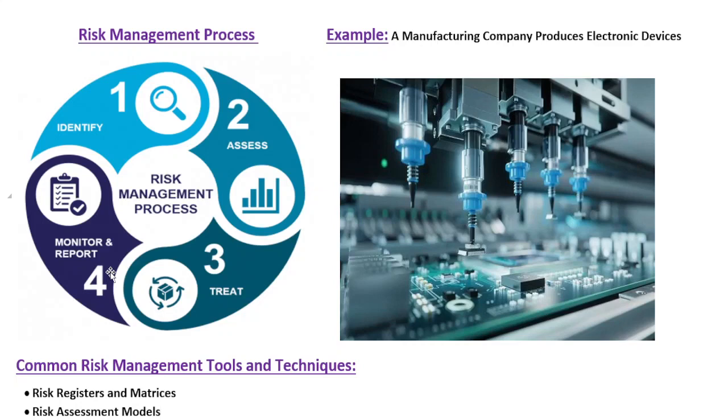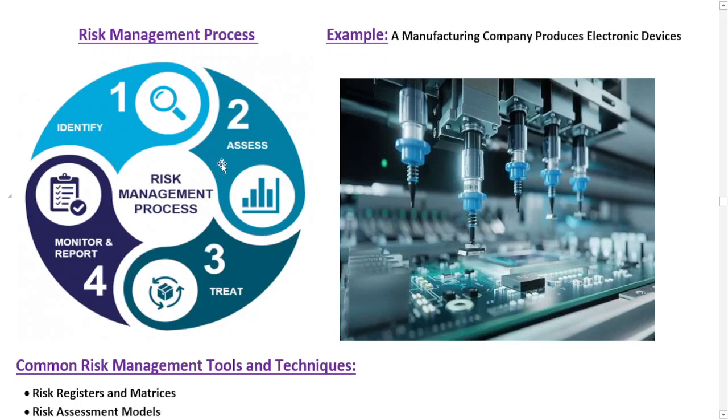Now let's understand each step with the help of an example. Let's consider a manufacturing company that produces electronic devices. In order to manage their risk effectively, they need to follow this risk management process. In the first step, they need to identify all the potential risk and their causes. They also need to consider internal and external factors that may contribute to their risk. So in our manufacturing company example, we assume that they have identified the disruption of the supply chain due to a natural disaster as their potential risk.